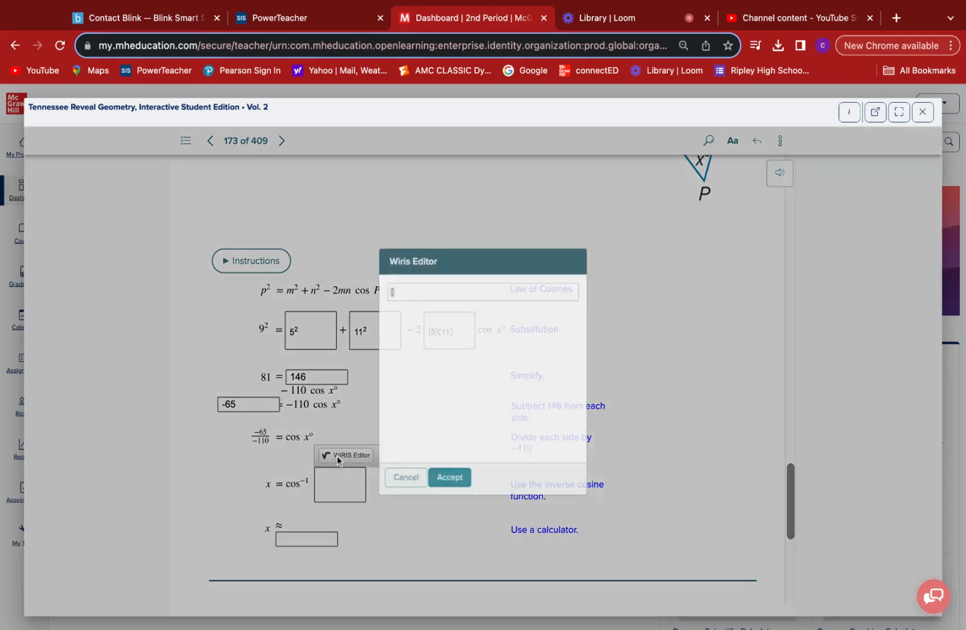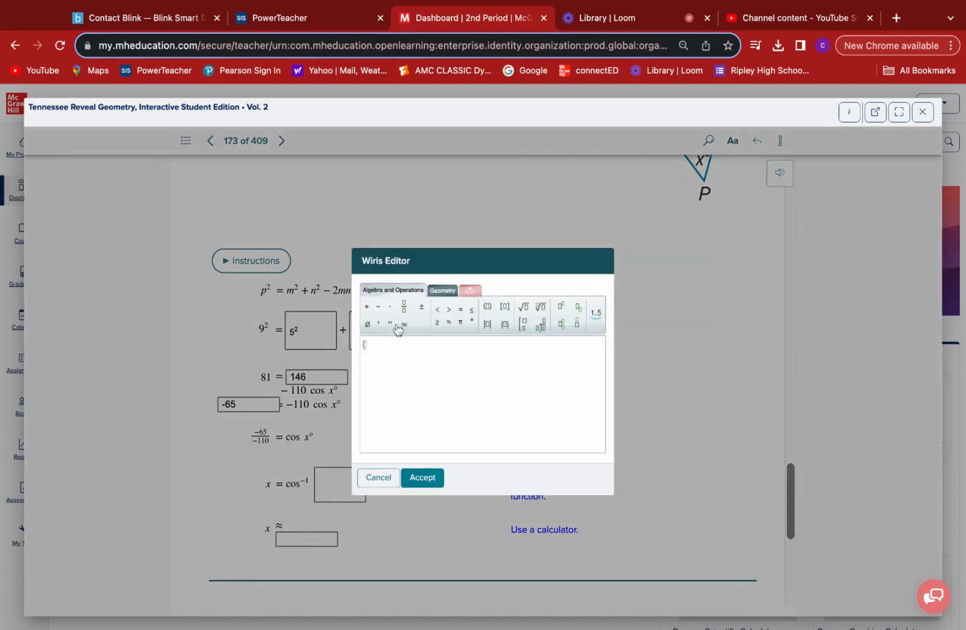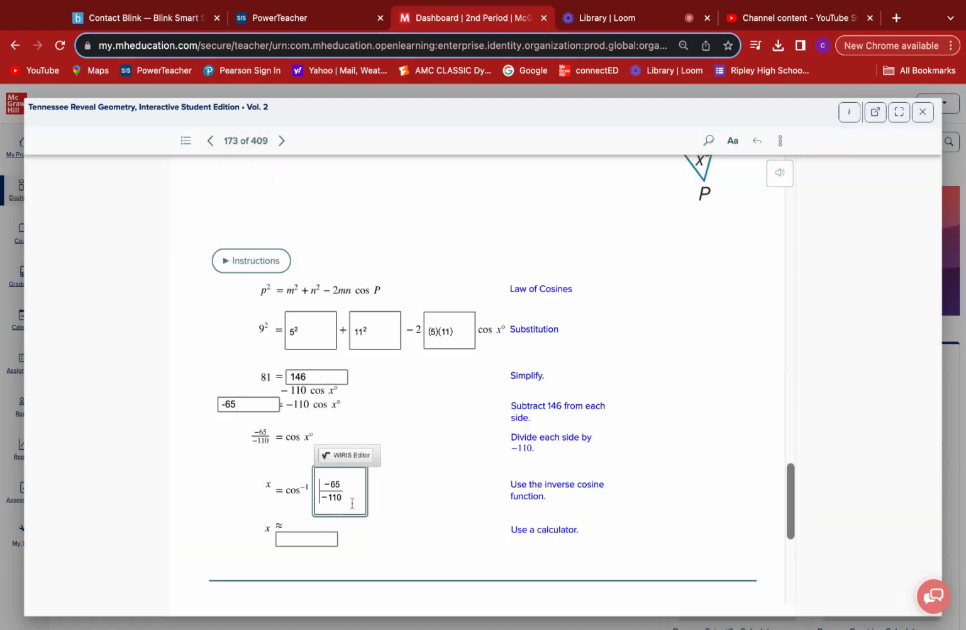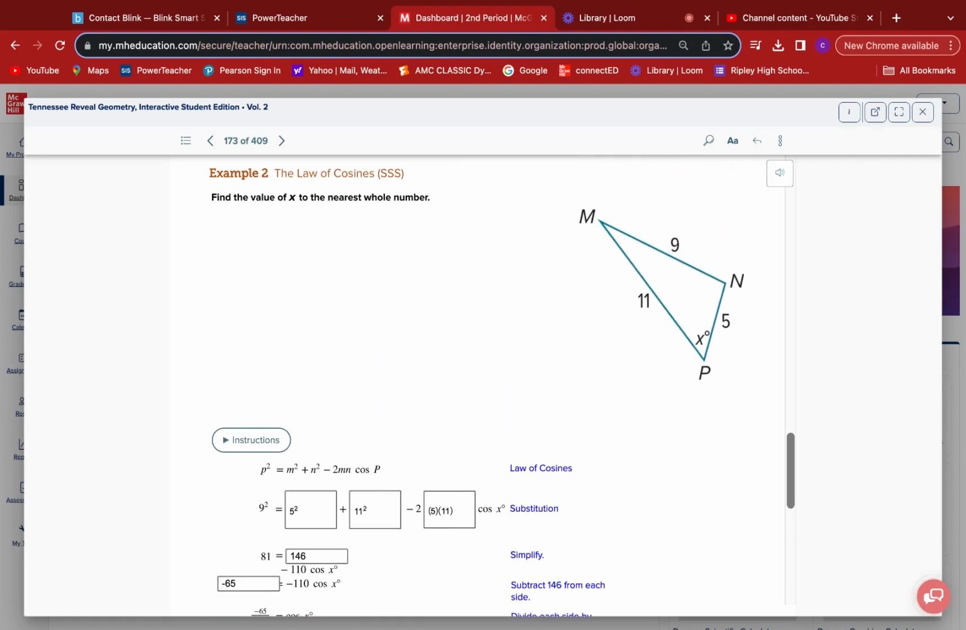Oh, okay, they want me to do that. Let me do that. So this would be negative 65 over negative 110. All right, hit enter, you guys. You should be looking at an angle of about 86 point, what do we got to round to? Ooh, round to the nearest whole number.